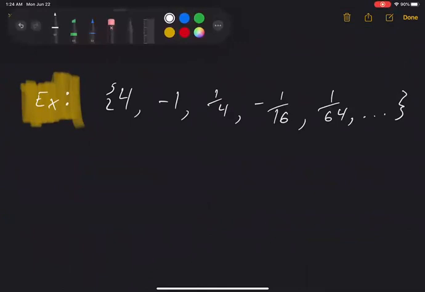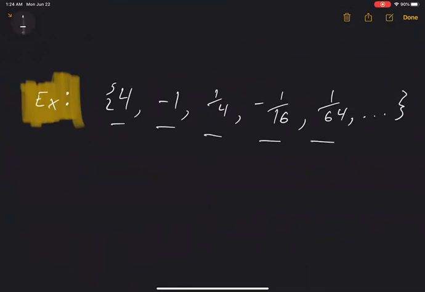So let's say I have this sequence here: 4, -1, 1/4, -1 over 16, 1 over 64, and so on. Okay. So this pattern maybe is a bit harder to work with. Okay, I know something's going on with 4s, right? I got 4, I got 1 over 4, 1 over 16, etc. What's the exact formula? Also note that I have an alternating sign. Okay, got a positive here, negative, positive, negative, positive.